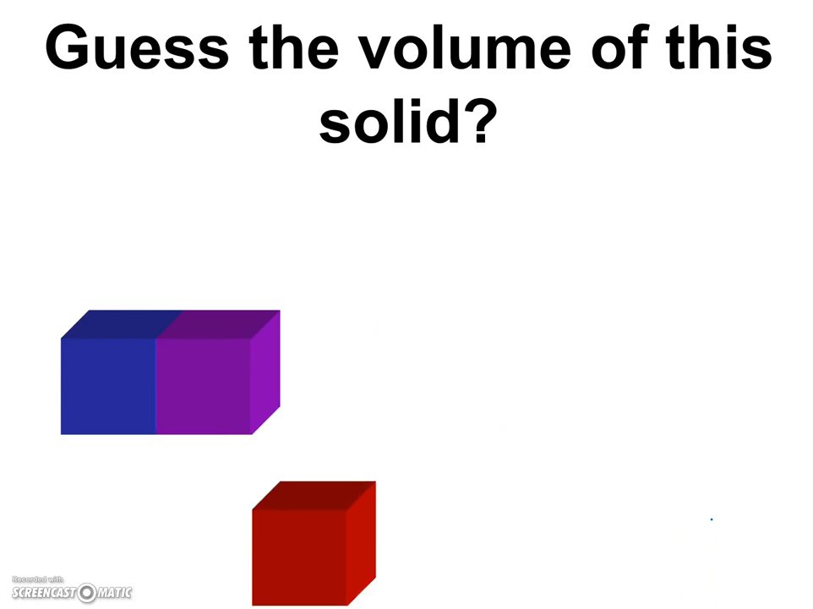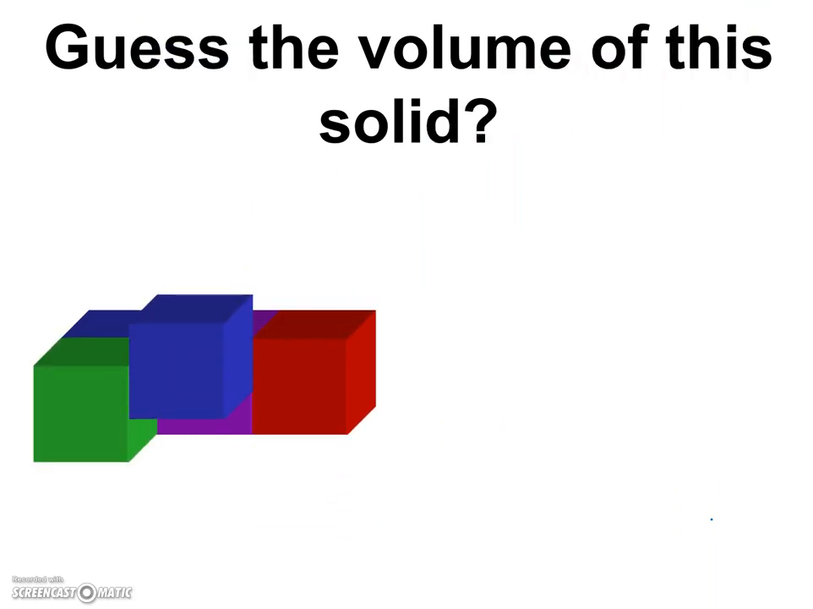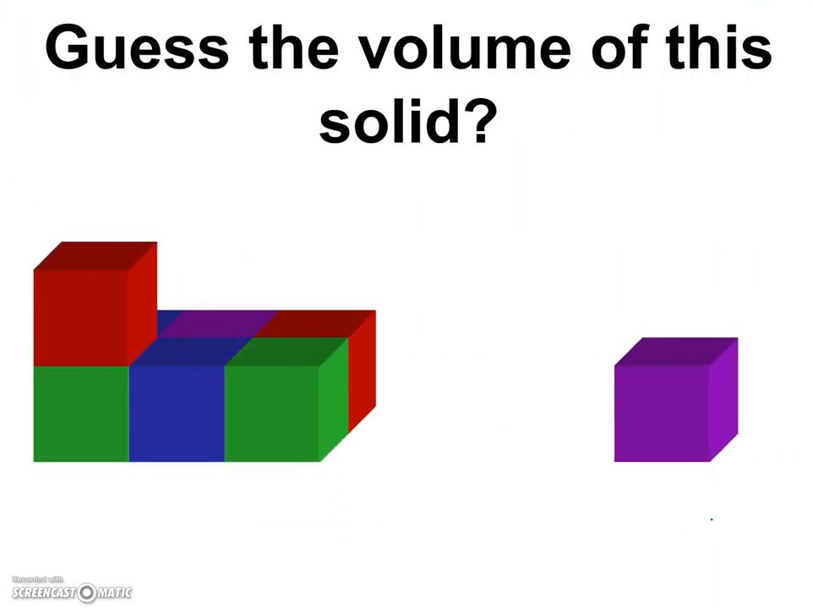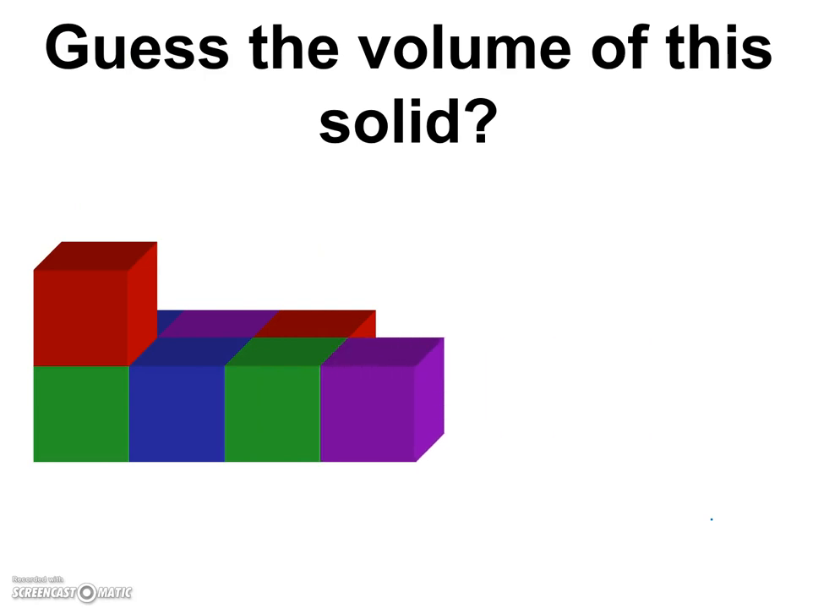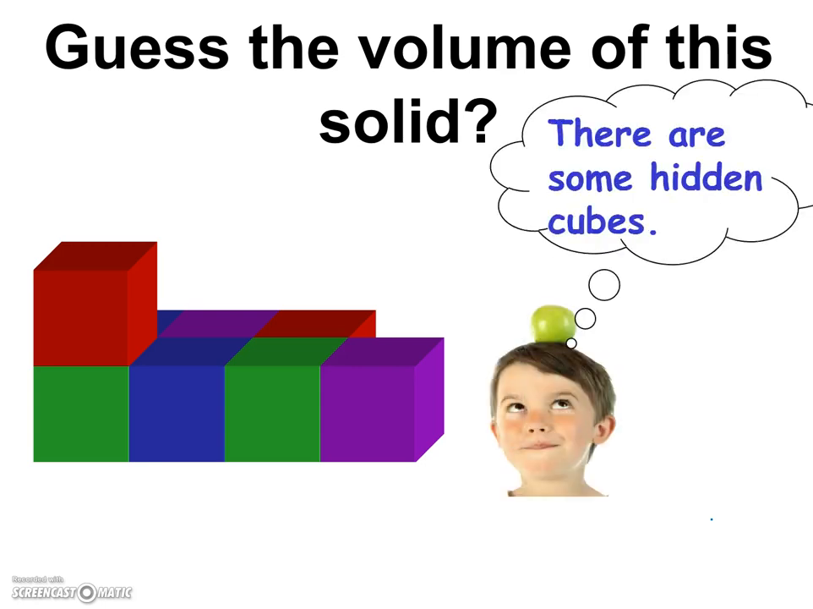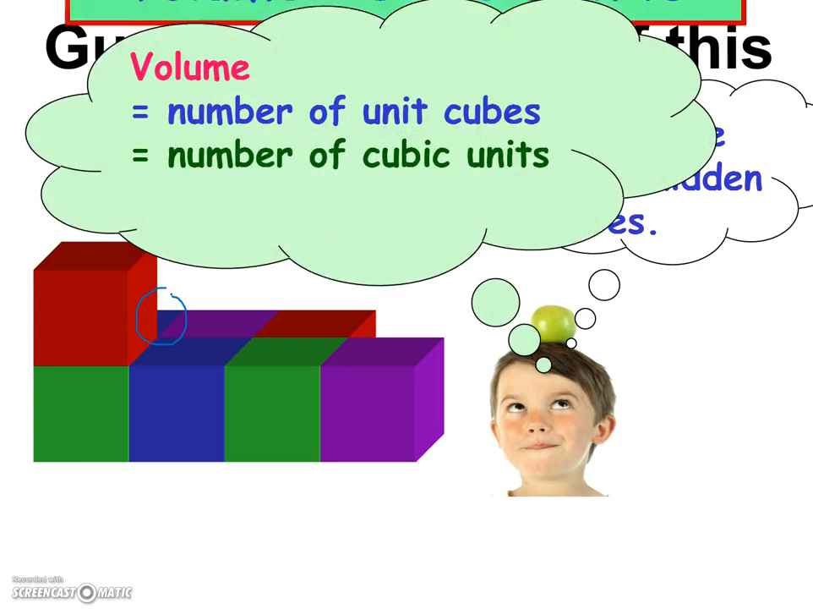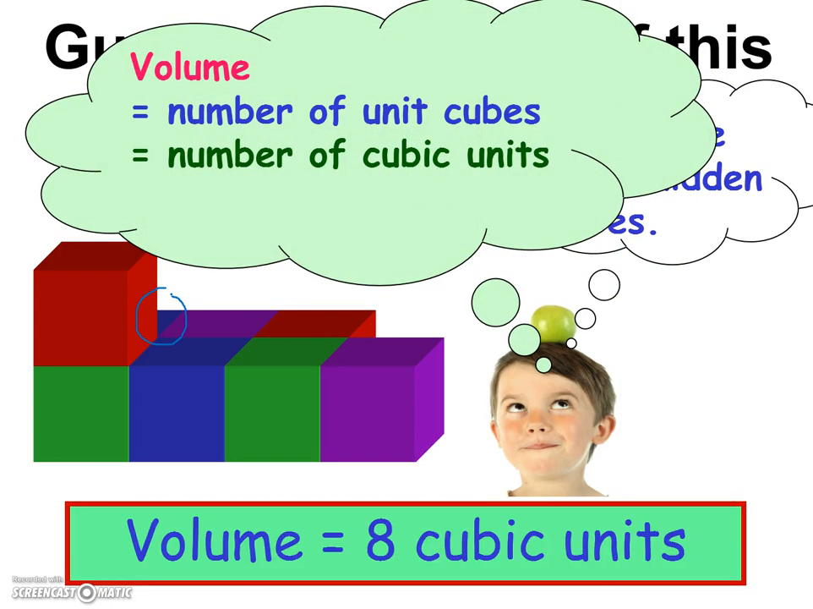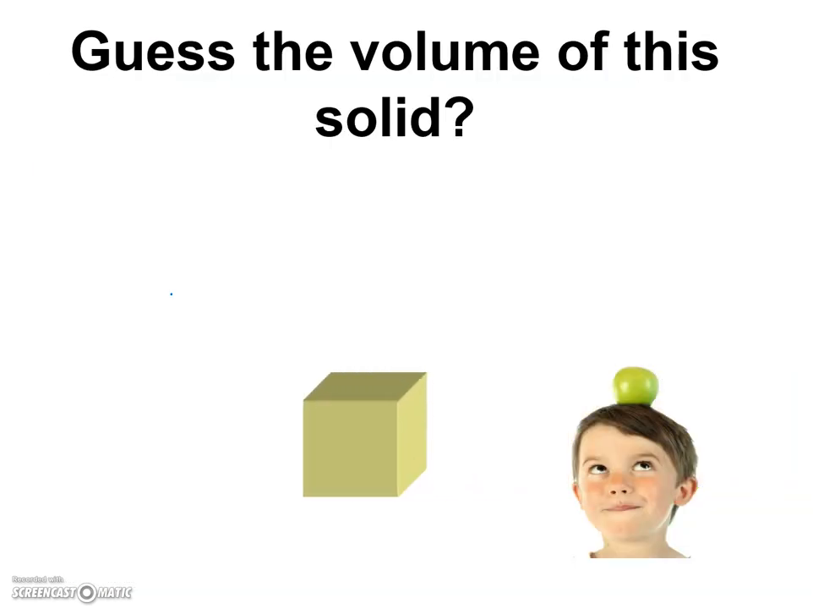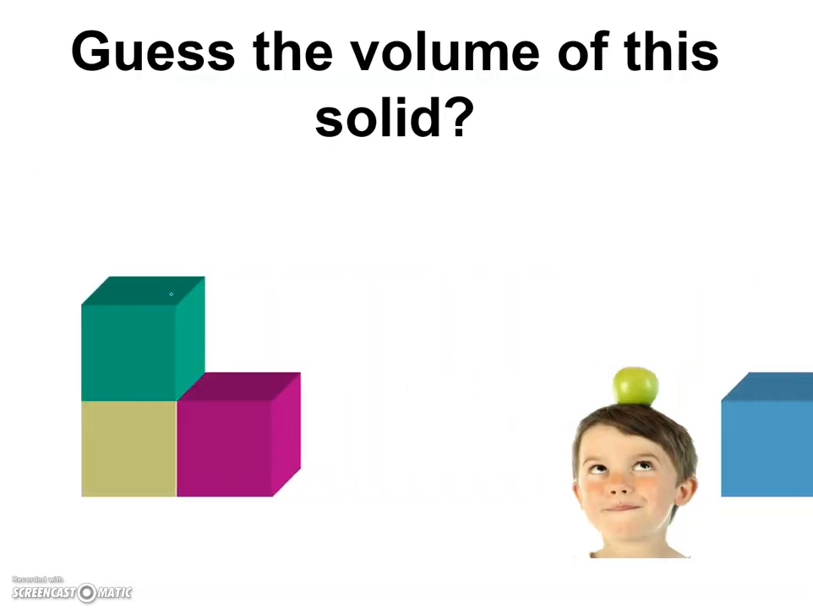Now, guess the unit. 1, 2, 3, 4, and so on. What do you think the volume of this solid is? Yes, you are right. There are some hidden cubes that you can't see, but you have to count them. Some cubes are hidden behind this green one, and there's also a cube that's hidden behind over here. So if you counted correctly, you should get 8 cubic units. Alright, now guess the solid volume here.